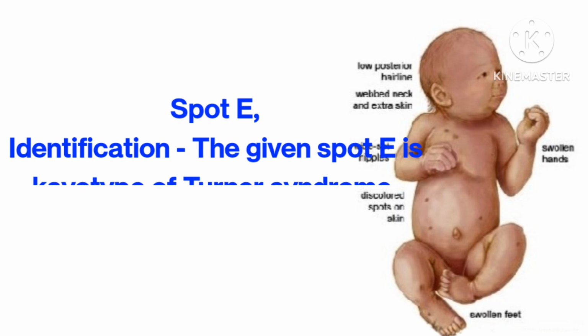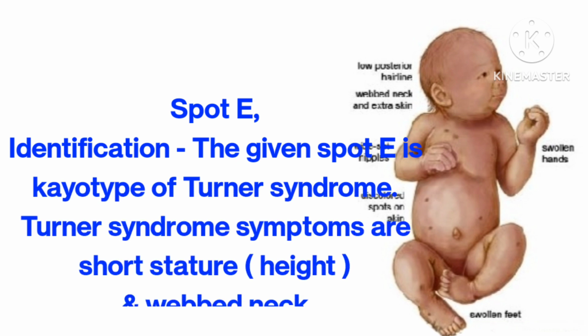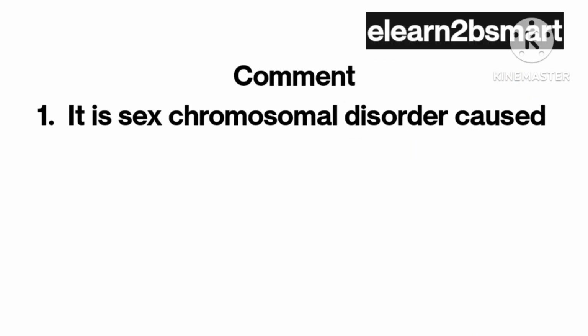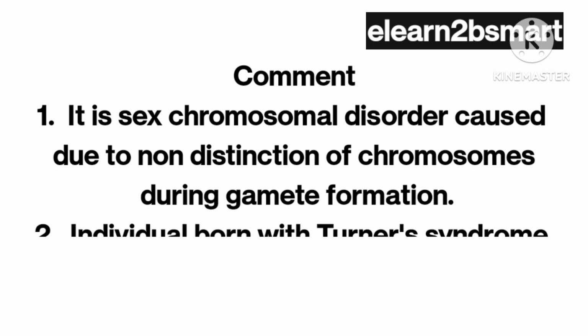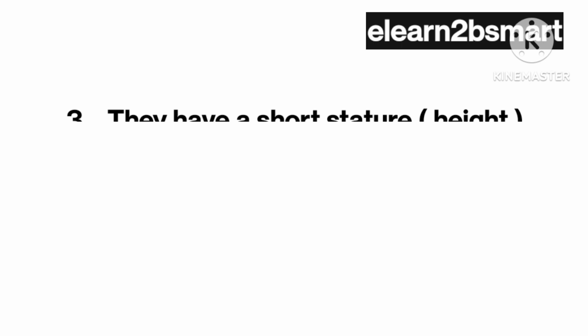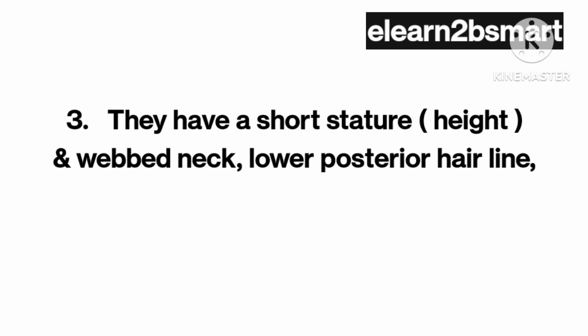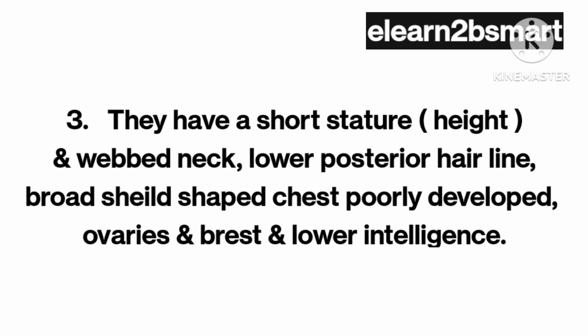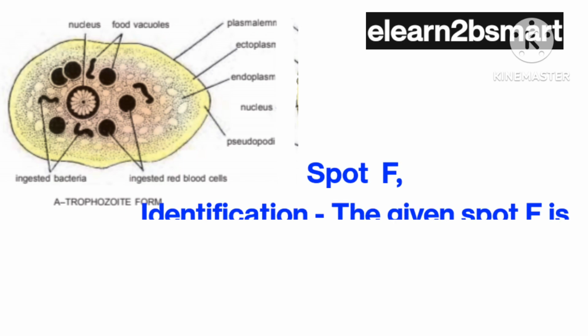Spot E. Identification. The given spot E is a case of Turner syndrome. Turner syndrome symptoms are short stature and webbed neck. Comment 1. It is a chromosomal disorder caused due to non-disjunction of chromosomes during gamete formation. 2. An individual born with Turner syndrome has 44 autosomes with XO. They have short stature, webbed neck, low posterior hairline, broad shield-shaped chest, underdeveloped ovaries and breasts, and lower intelligence.